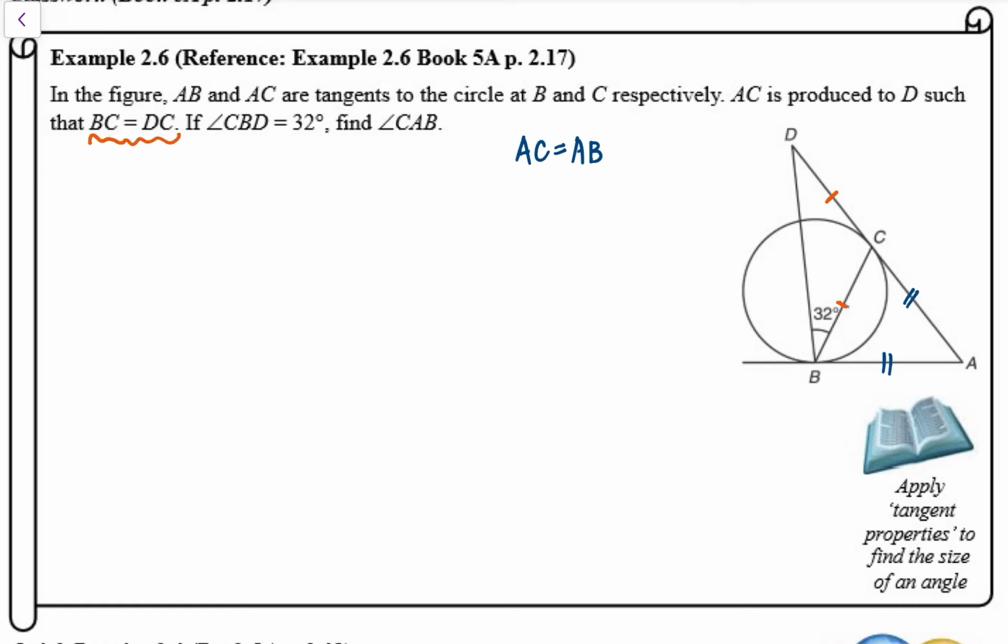We are also given angle CBD is 32 degrees. So if angle CBD is 32 degrees, we can consider this triangle BCD, and this angle must also be 32 degrees. Angle D must be 32 degrees. And we need to find angle CAB. CAB, I mark this in red.